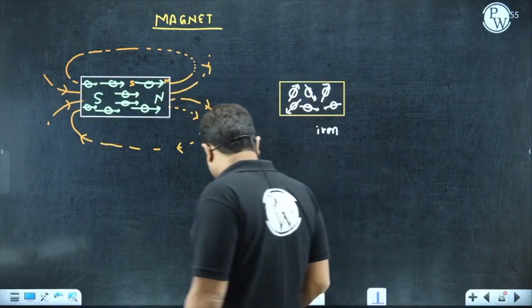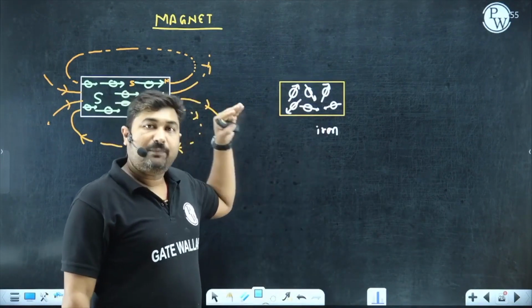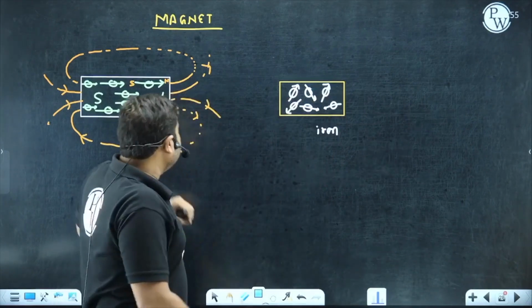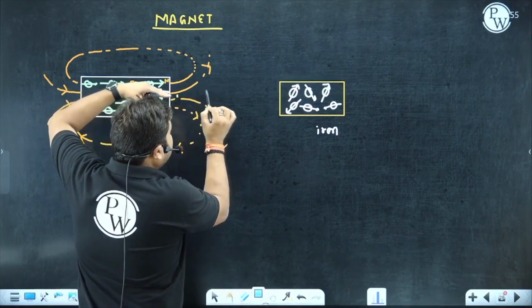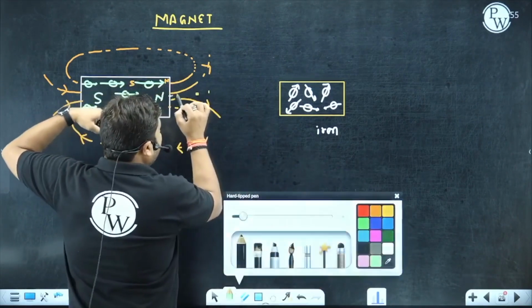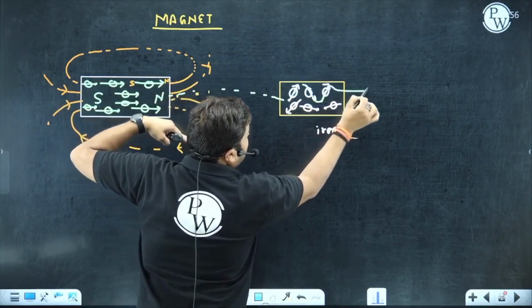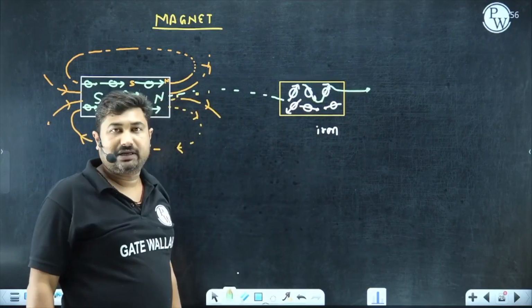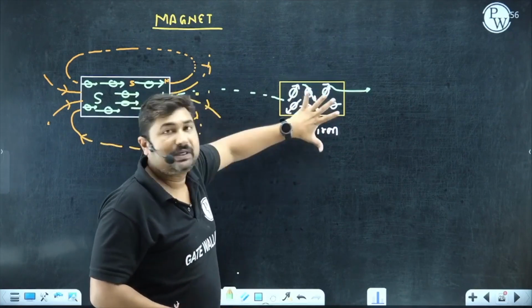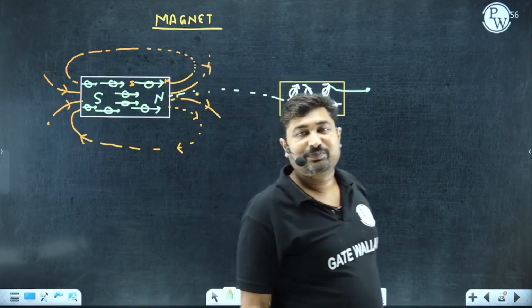This iron will have dipoles. Dipoles can provide a path to the magnetic lines of force. So these magnetic lines of force try to flow through the low reluctance path, and they found a path through this dipole. So they try to make these dipoles aligned in the direction of the magnetic field. Once they are aligned in the direction of the magnetic field, this iron piece also becomes part of the magnet. Is it okay?